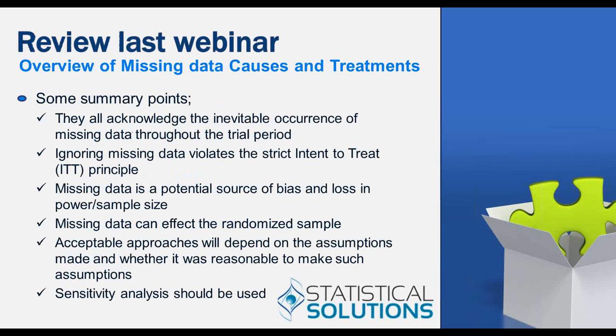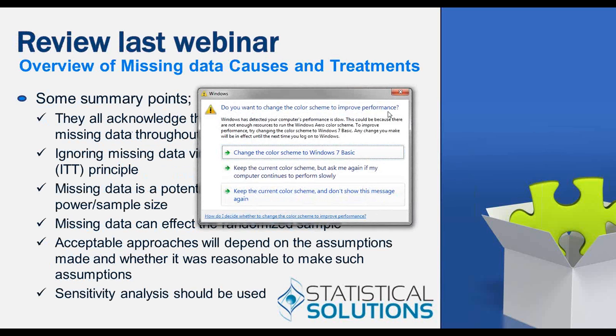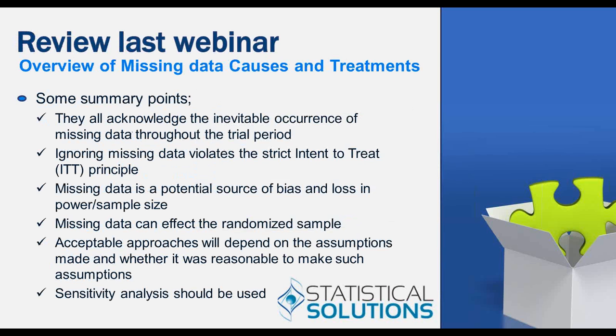So let's get started. Just to review the last webinar in the series, some summary points there. We talked about the regulatory agencies and a lot of the reports that they were writing in relation to missing data analysis, and also in terms of imputation. They all acknowledged the inevitable occurrence of missing data throughout the trial period. They felt that ignoring missing data violates the strict intention to treat principle. They all highlighted that missing data is a potential source of bias and loss of power and sample size.